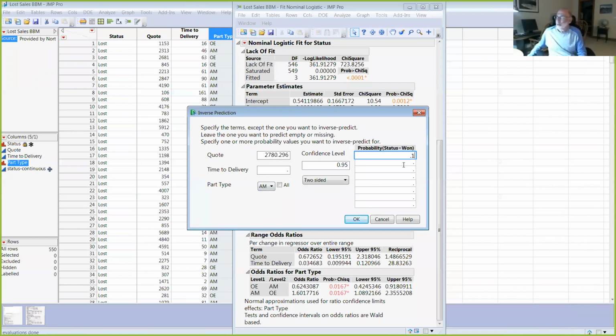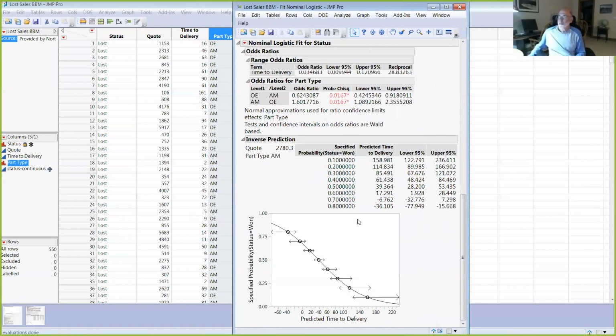Let's say we want to look at probabilities that range from 10% in 10% intervals, the probability of winning this job. So I'll go all the way from 10% to 80% chance of winning this. And what it's going to do, because I left out time to delivery, is tell me what time to delivery is associated with those probabilities.